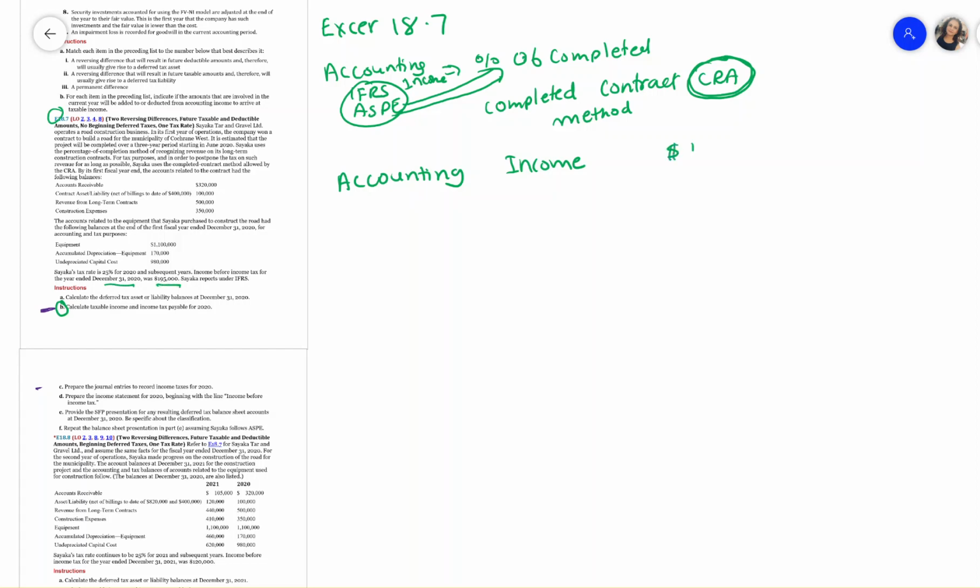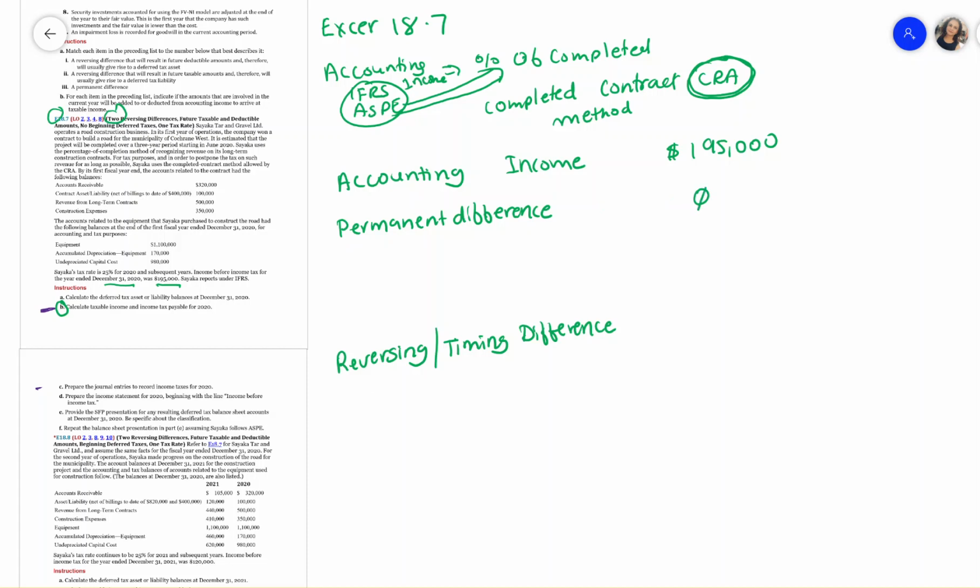So we start off with 195,000, and in between we may have a permanent difference and a temporary reversing difference. Let's see which ones are permanent and which ones are temporary. We might have both or we might have one. It's called the reversing or timing difference. Let's look at the first one. The question even says that there are two reversing differences. If there are only two reversing differences, we don't have any permanent difference at all.